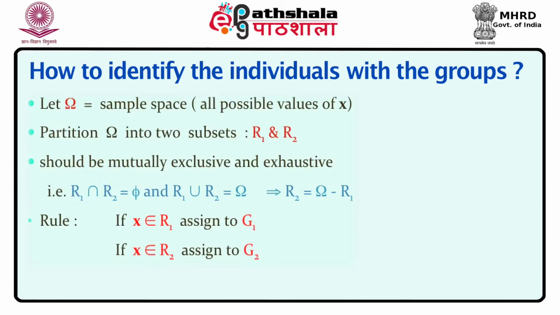So we define a rule this way. If x belongs to R1, we assign x to the first group. If x belongs to R2, we assign x to the second group. The classification rule is the same. A new individual comes in, we see in which region this observation falls. If the observation falls in the region R1, then we classify the individual in the first group. If the observation falls in R2, then we classify the individual into the second group. So this is the decision rule that we decide upon.